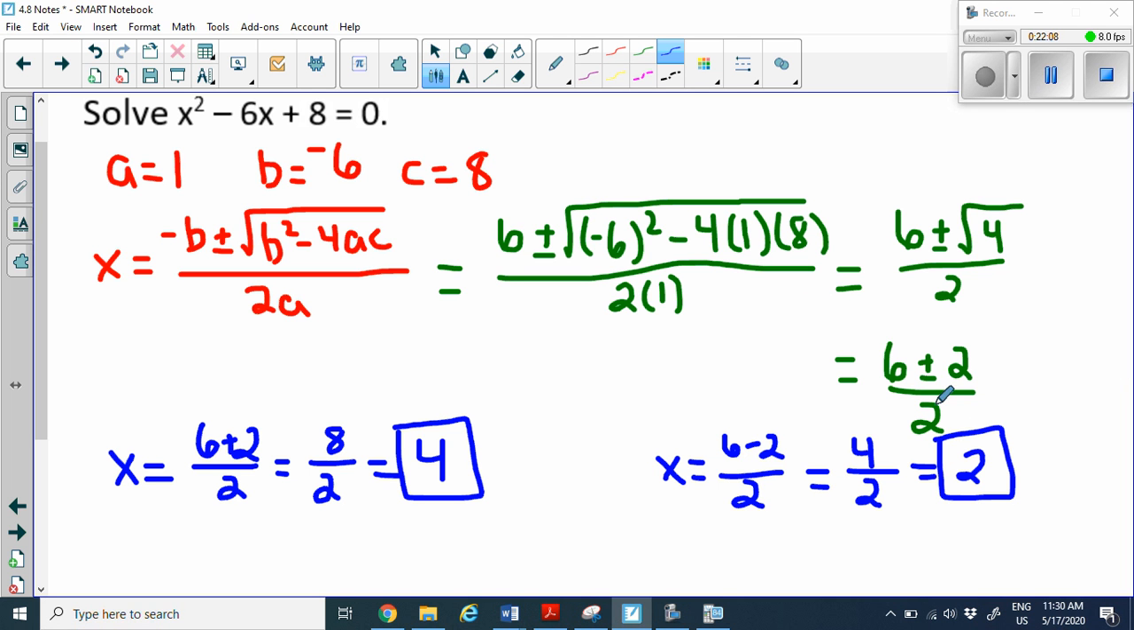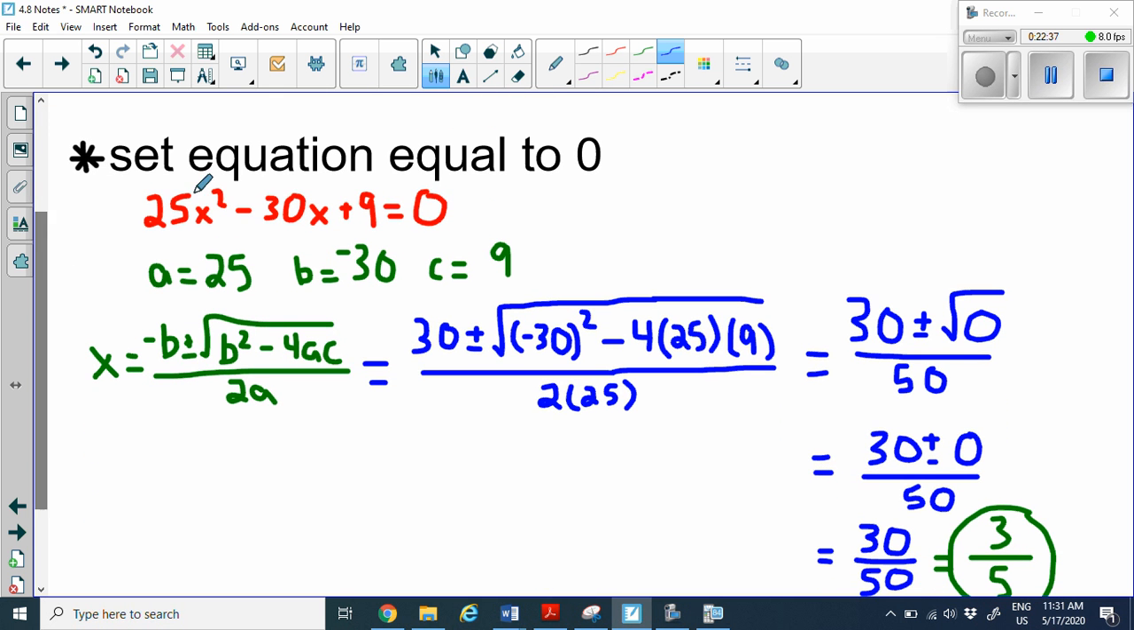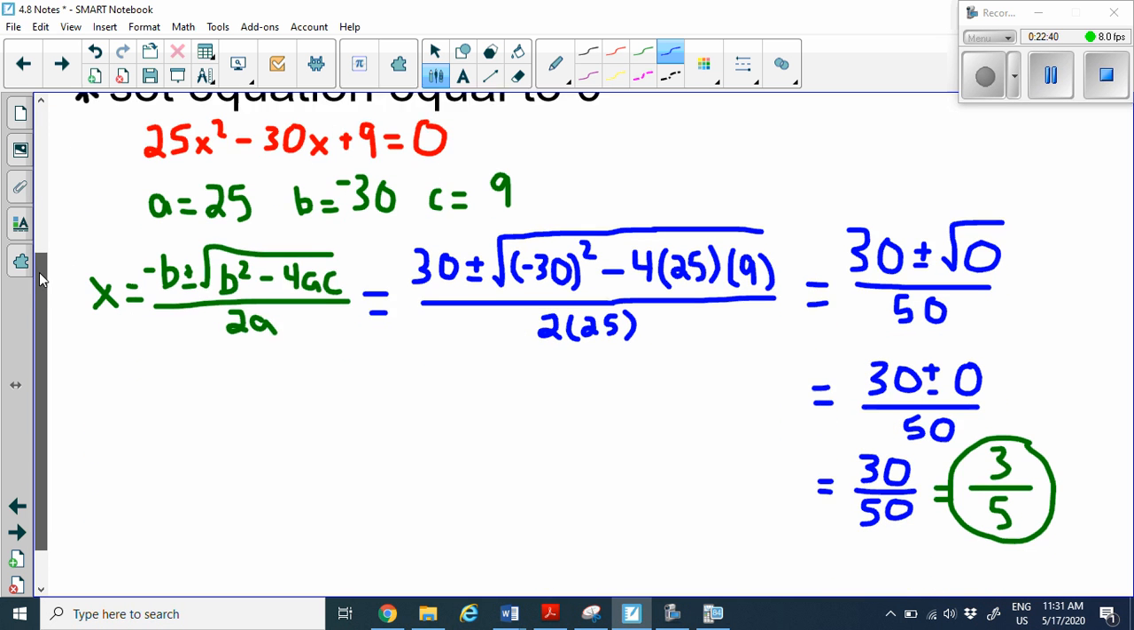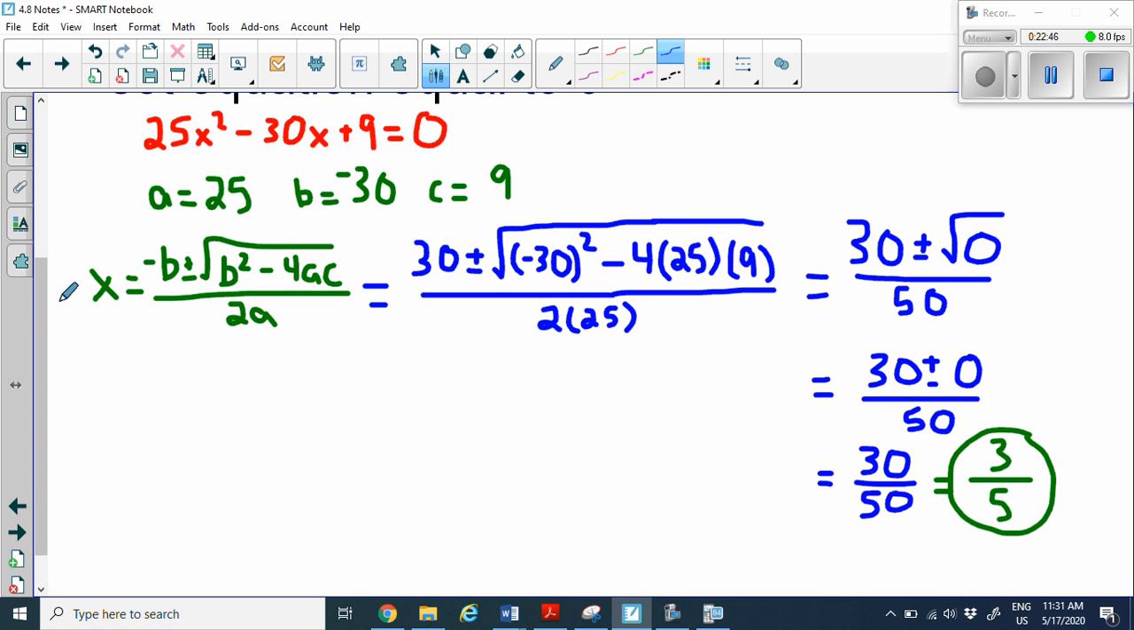Notice that we get 2 integers as our solutions. Since we get 2 integers, in fact, this would indicate that x squared minus 6x plus 8, this quadratic equation is factorable. Anytime you get integers as your solutions when you use the quadratic formula, that also indicates that the quadratic equation is factorable. If we go back to our other equation, when we got 25x squared minus 30x plus 9, we also got an integer as our solution. We only got 1, so that's okay, but that also means that this would have been factorable.